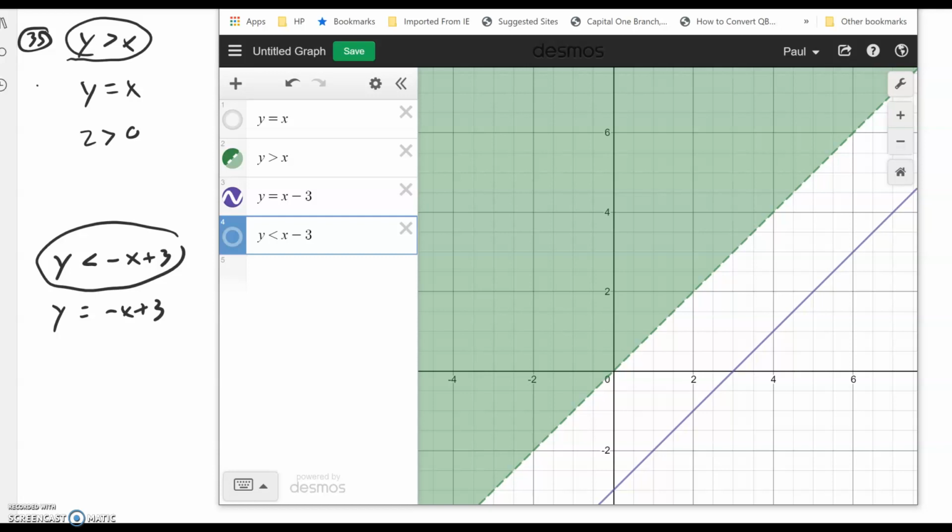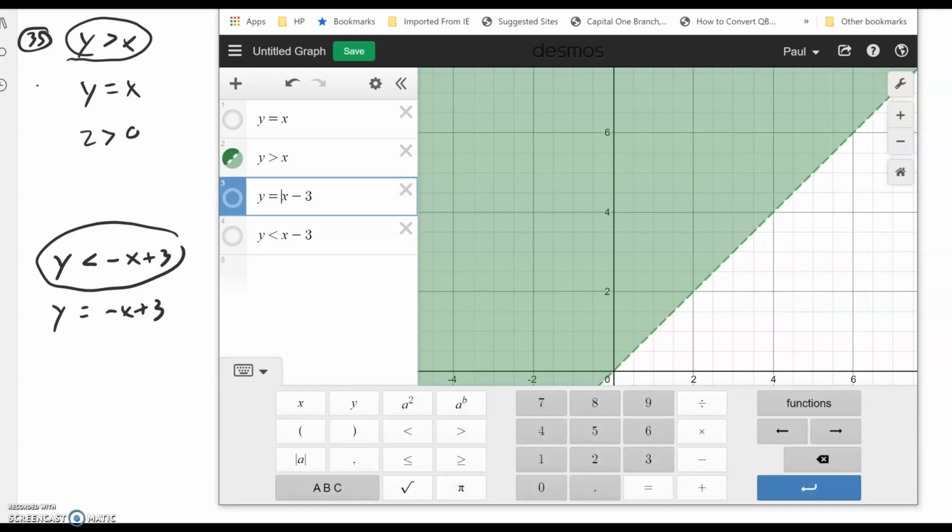Uh-oh, look at that boundary line. I don't think that's correct. I think I've put in the wrong thing. So let me fix it by getting a minus sign in front of the x.